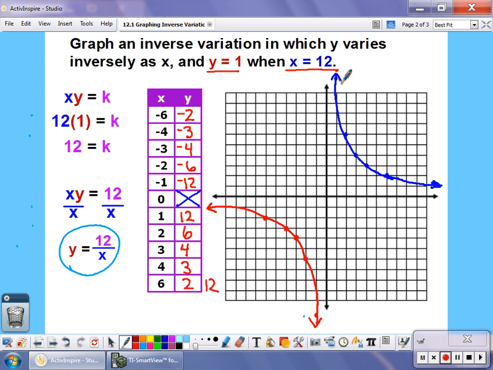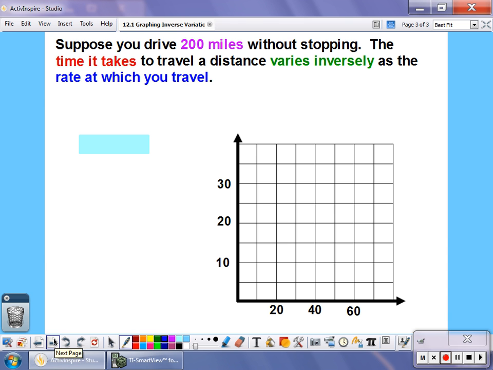Now, sometimes you're going to be asked to graph word problems. It's the same idea, except like if you look at this graph only has positive numbers, and I'll explain why in just a second. Okay. Suppose you drive 200 miles without stopping. So that 200 miles is my constant.